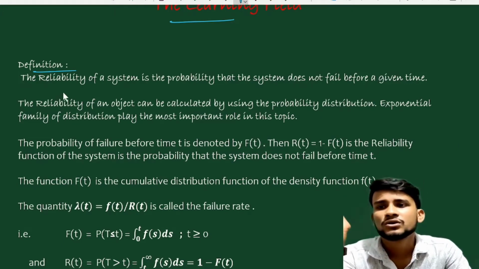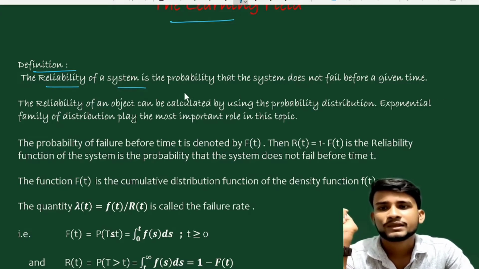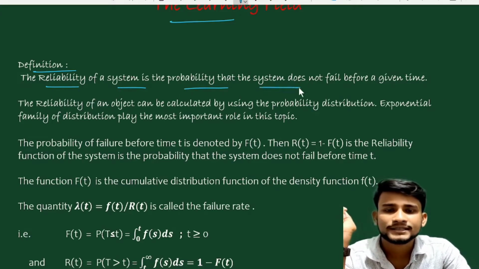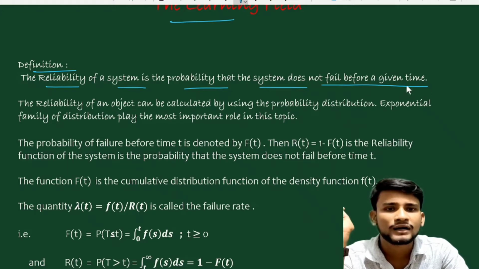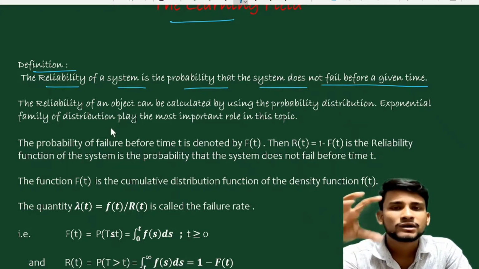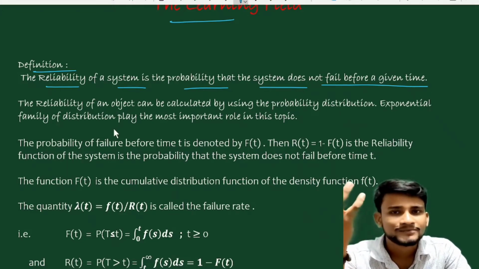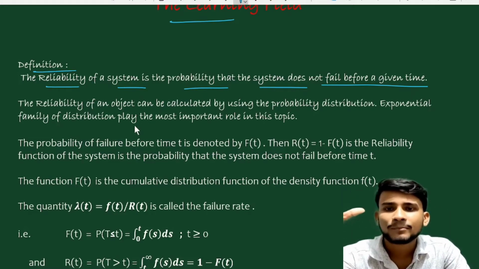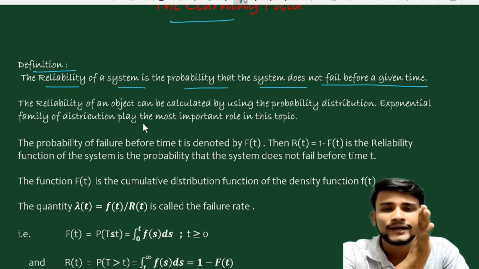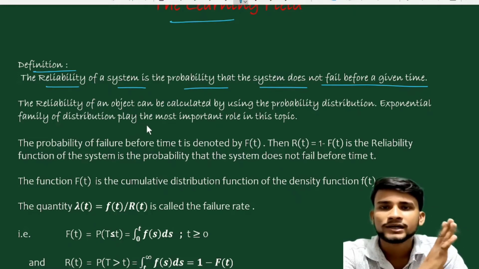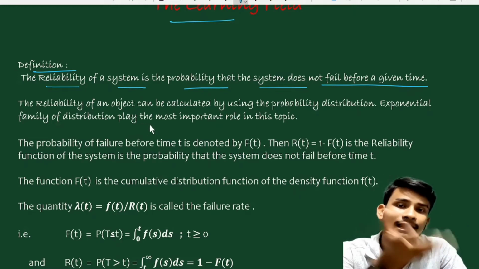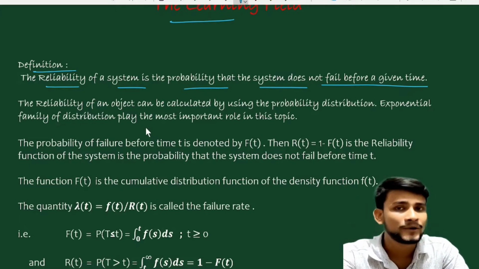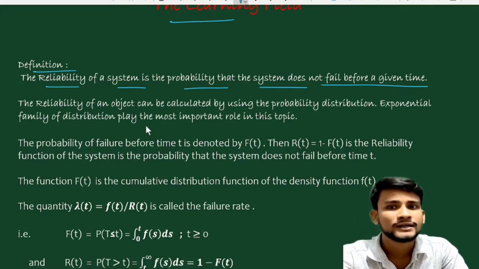So the definition: the reliability of a system is the probability that the system does not fail before a given time. That means, suppose you buy an LED lamp for your home. Up to the time the LED bulb works properly, this is called the reliability of this component, of this bulb.